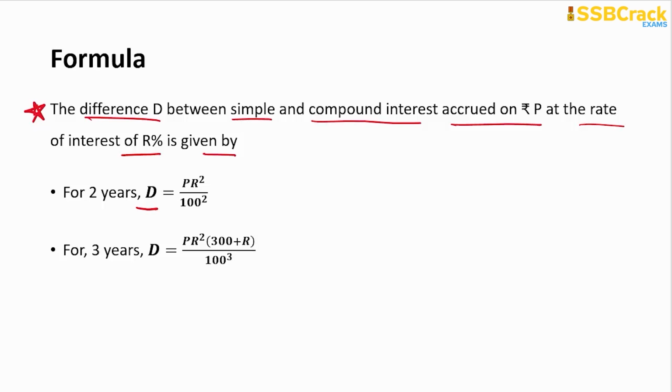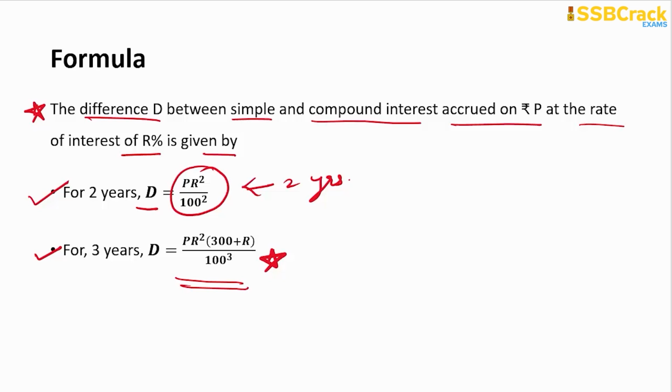If you are about to calculate the difference for 2 years, then you have to use this formula PR square upon 100 square. Okay, this is the formula for 2 years to find out the difference between SI and CI. But when the question is demanding you to calculate the difference between SI and CI for a 3 year time period, then you have to use this particular formula. So either in defense exams you will find the question based upon difference for 2 years or difference for 3 years only. So you can remember these two formulas to get the answer to your question in an easy manner.